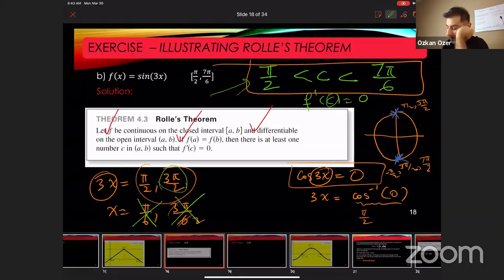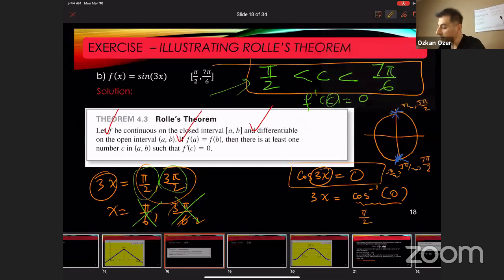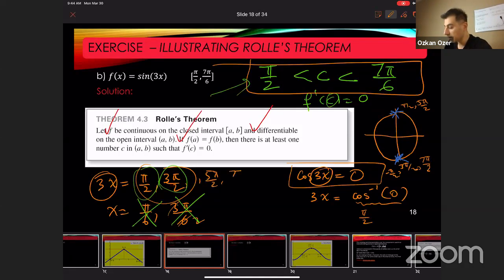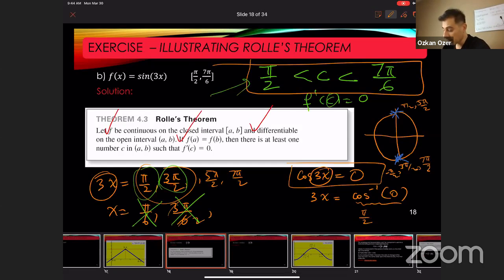So these guys don't split anything at all. That's why we need to go to the second set of values here on the unit circle. And you have 5 pi over 2 and 7 pi over 2. Again, these are all 3 x's. So one x is going to be 5 pi over 6, and the other one is going to be 7 pi over 6.